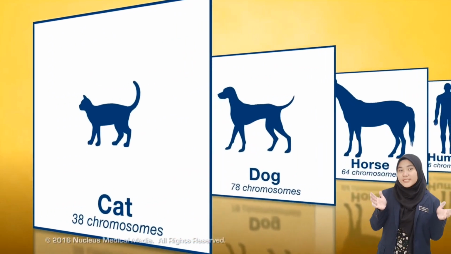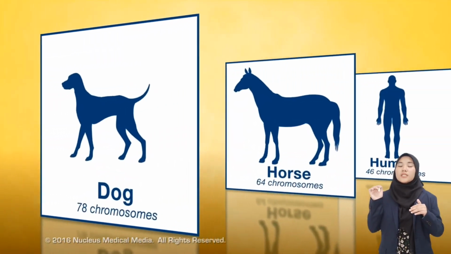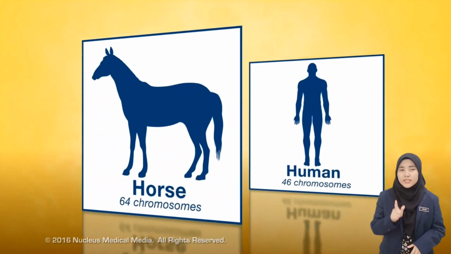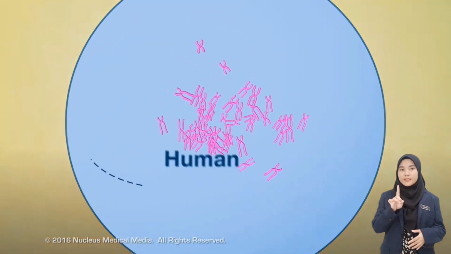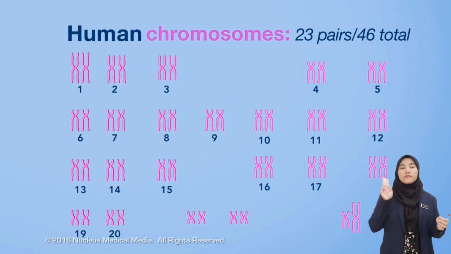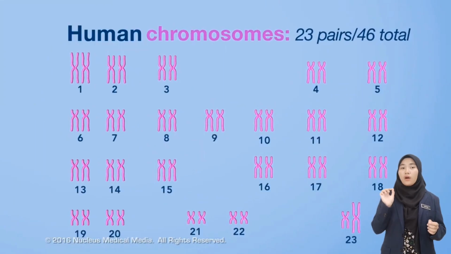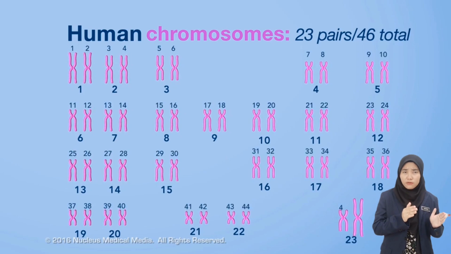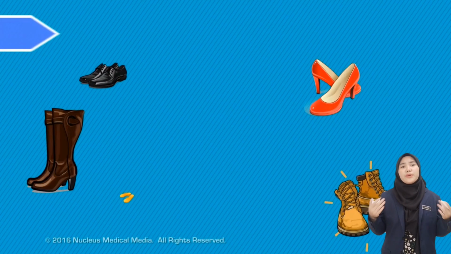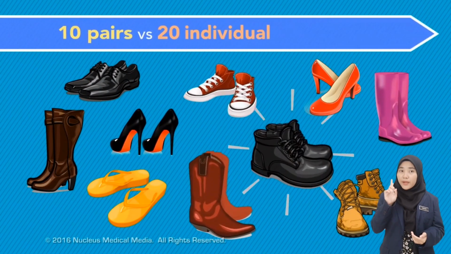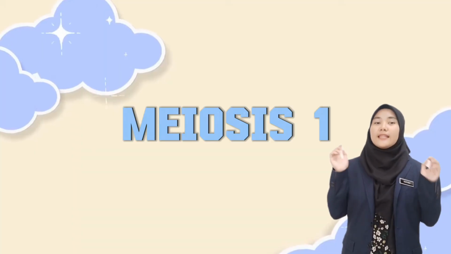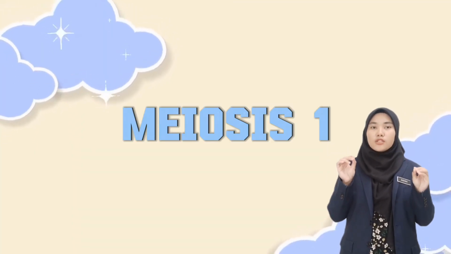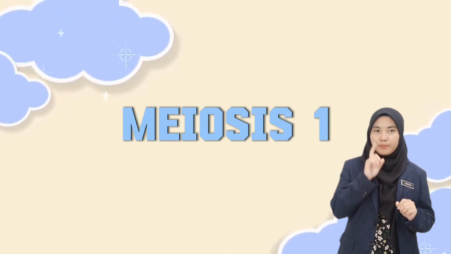Okay, different types of organisms have different numbers of chromosomes. Every cell in our body is called a somatic cell, except our gametes. Human somatic cells have 23 pairs of chromosomes for a total of 46. It's just like how we count pairs of shoes. We have one pair of shoes, but we actually have 2 shoes, right? One right and one left, isn't it? Understand? Okay, let's look at what happens during meiosis 1.